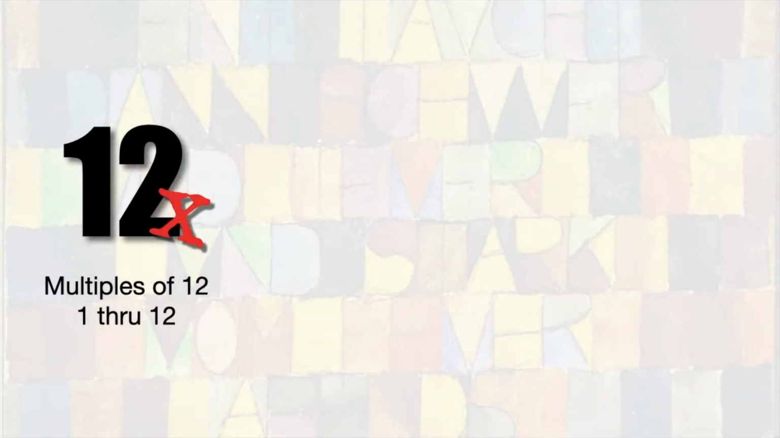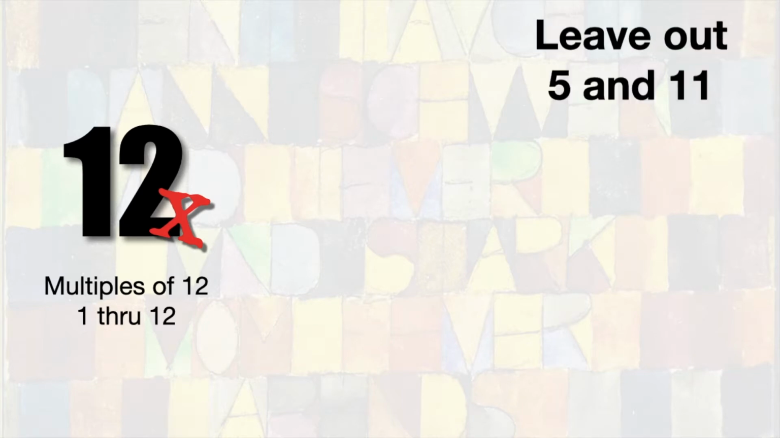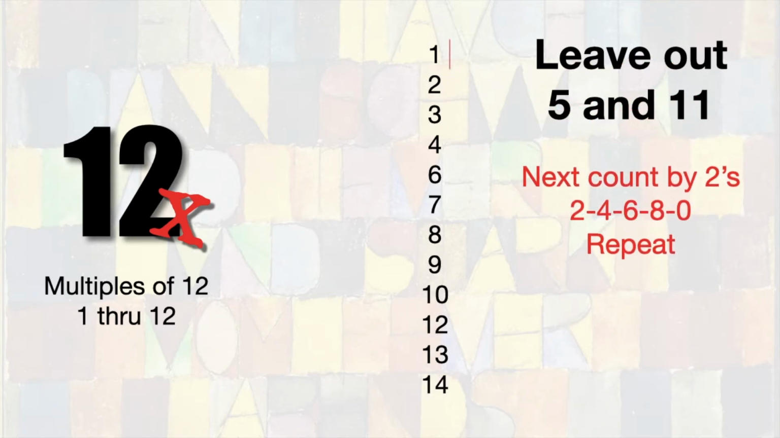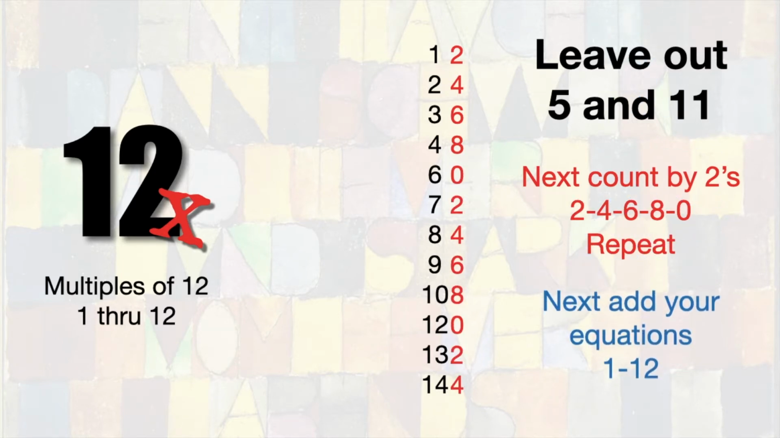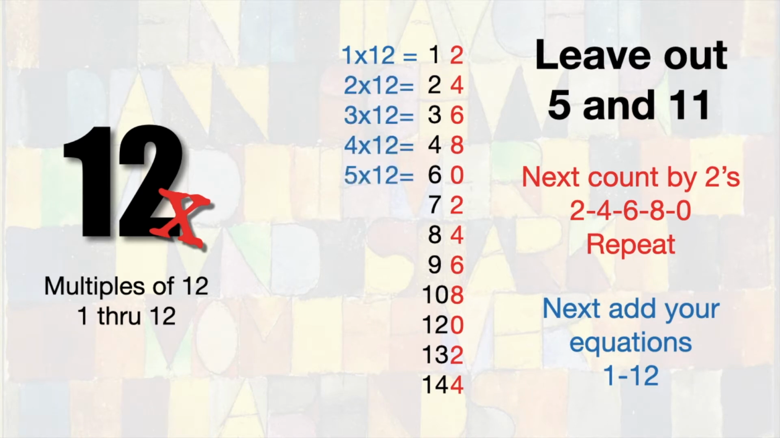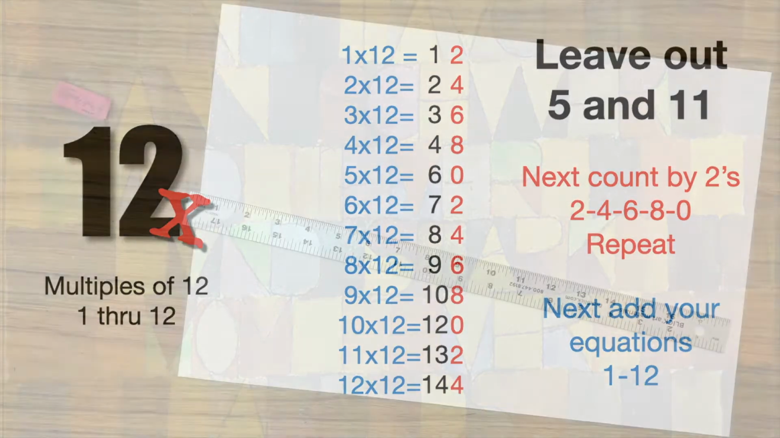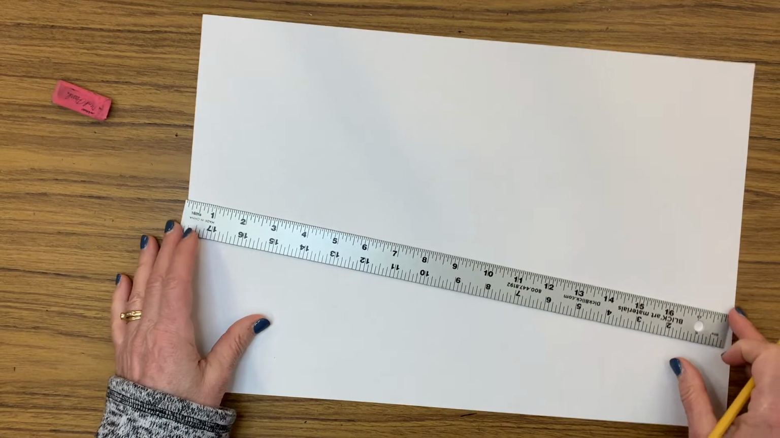Now let's look at the multiples of 12, something we need for 5th grade. We're going to create a column, but we're going to leave out the number 5 and 11. This is a little trick on how to do your 12 table. Next, let's count by twos, 2, 4, 6, 8, 0, and then repeat. Now, here's where the math begins. Next, add your equations 1 through 12, and notice, we've got the answers. Pretty cool.